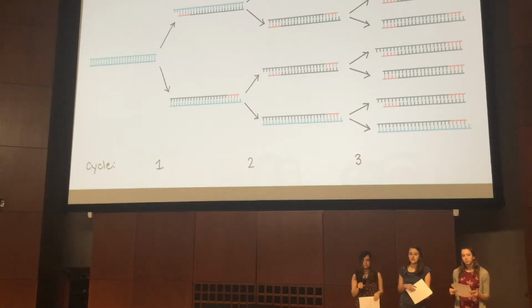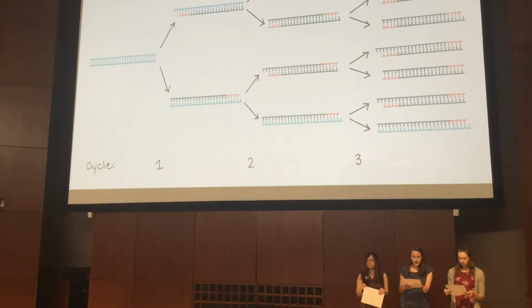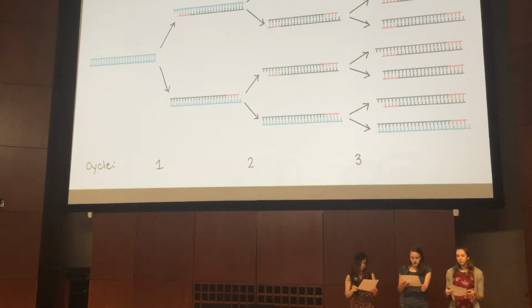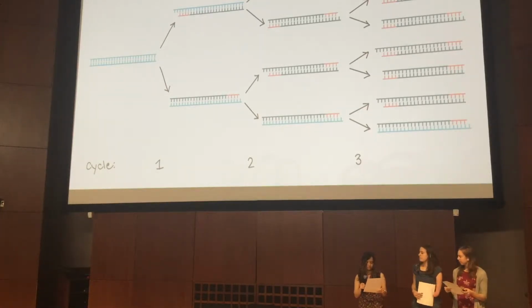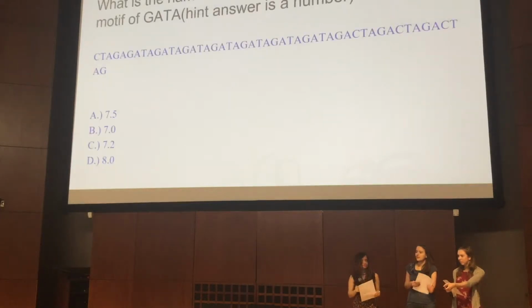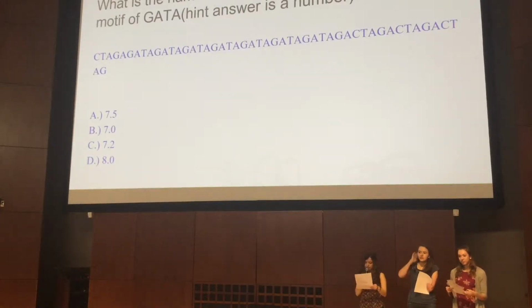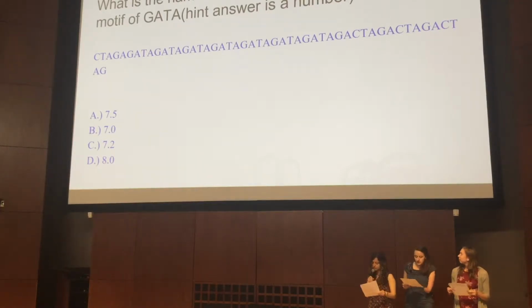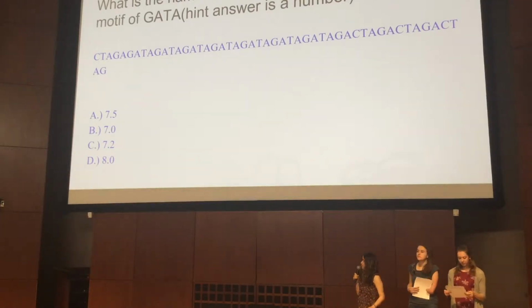Short tandem repeats are non-coding DNA, meaning they do not encode protein sequences and are not phenotypically expressed. Microsatellites are named after their number of short tandem repeats. So now we have our first poll question. What is the name of this microsatellite with repeat motif of GATA?